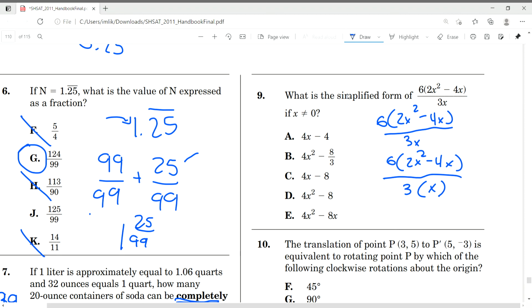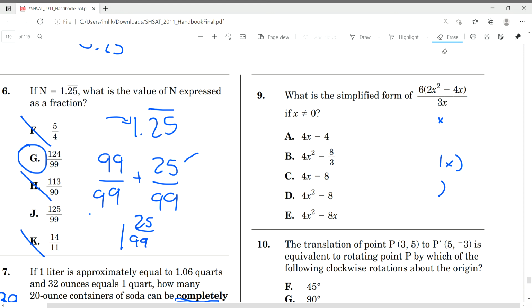So now we're going to be left with 6 as our outside and 3 as our inside, and we can just divide them together. The 3 cancels out, and 6 is left with 2, because 6 over 3 is equal to 2, which is 2 over 1. So 1 times x is going to be x, and essentially we're going to be left with the following equation. We're going to be left with 2 times 2x squared minus 4x over x. So now we can expand it.